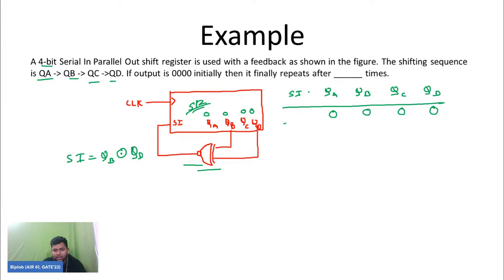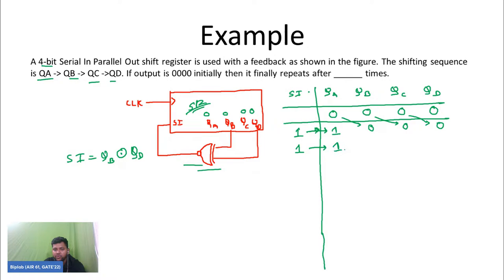What we have to find is after how many cycles we again get 0 0 0 0. So let us start. First is QB XNOR QD, that is 0 XNOR 0, which is 1, from the XNOR table. Since the serial input is 1, it will be pushed into QA, and all the others will be shifted. The next serial input is again QB XNOR QD, which is again 1. This will be pushed into QA, and the rest shifted.